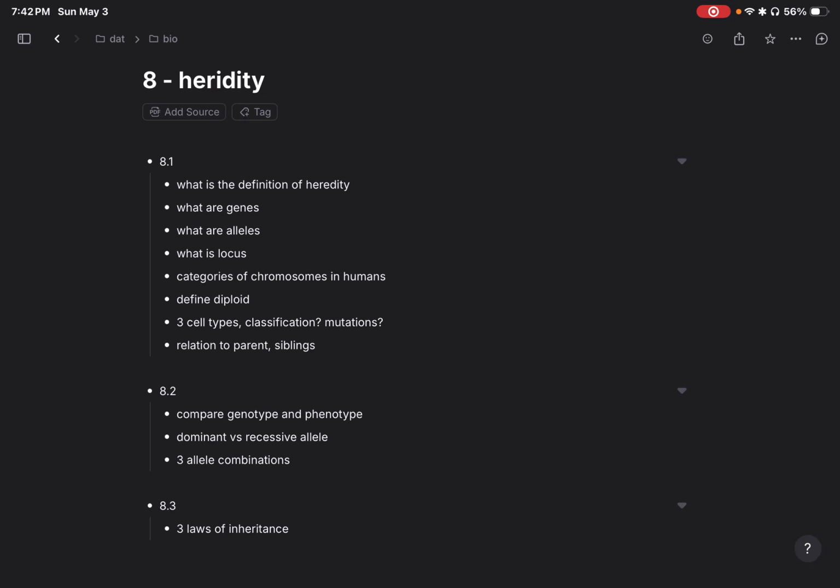Categories of chromosomes in humans. What does that even mean? Probably like diploid or haploid, maybe. So categories of chromosomes in humans. So we got diploid, that's the normal number of chromosomes in a cell. So that's 46 in humans. So then haploid would be 23.